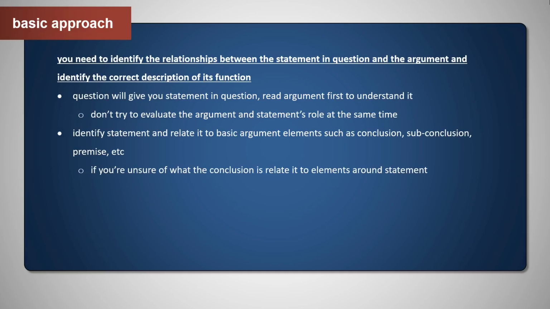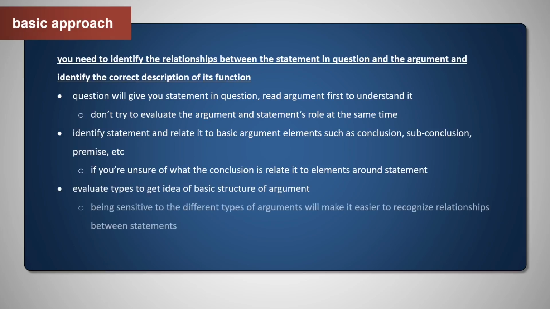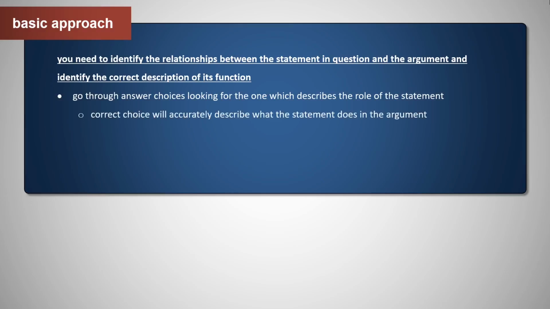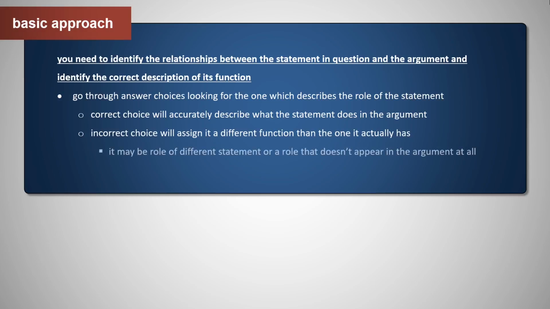If you're unsure of what the conclusion is, then you want to just look to the elements around the statement and try to see what their role is to that statement. Once again, evaluate the types to get the idea of the basic structure of an argument, and being sensitive to the different types of arguments is going to make it easier to recognize the relationships between the statements. And then you want to go through the answer choices, looking for the one which describes the role of the statement. The correct choice will accurately describe what the statement does in the argument. The incorrect choice will assign it a different function than the one it actually has. It may be a role of a different statement, or a role that doesn't appear in the argument at all. So you want to be careful.